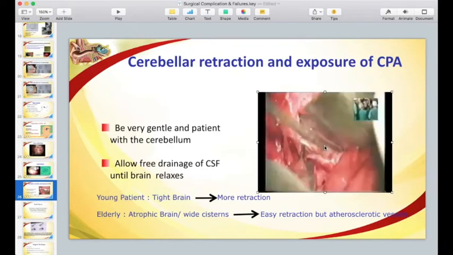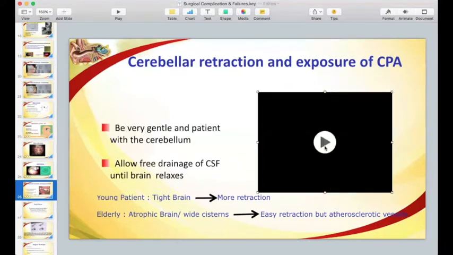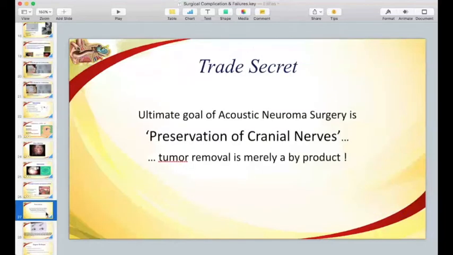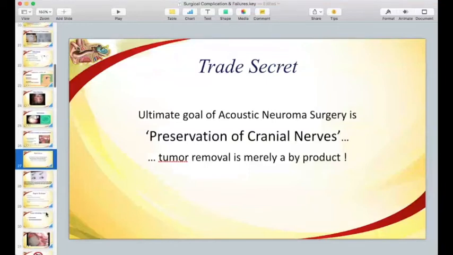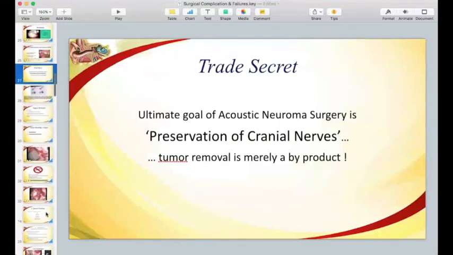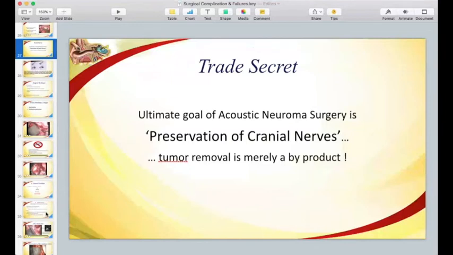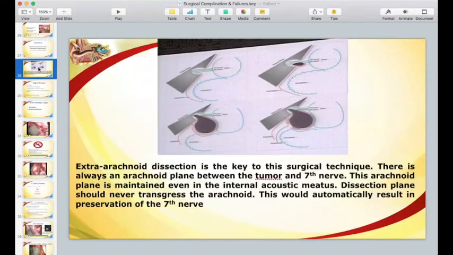So you lift up the cerebellum with a broad blade retractor, and here you see already the lower cranial nerves. So the goal of acoustic neuroma surgery is preservation of cranial nerves. We must remember this. Tumor removal is merely a byproduct. Our eyes and everything are on preservation of cranial nerves. And that's extremely important. Extra-arachnoid dissection, therefore, is the key to the surgical technique. There's always an arachnoid plane between tumor and seventh nerve. This arachnoid plane is maintained even in the internal acoustic meatus. The dissection plane should never transgress the arachnoid, and this will automatically result in the preservation of the facial nerve.